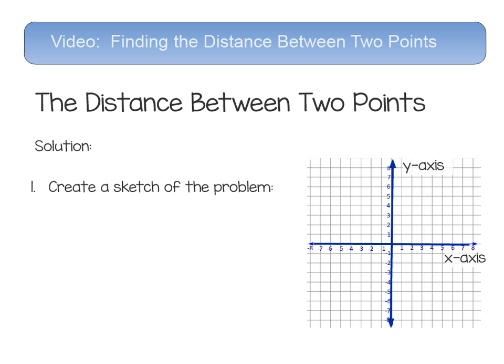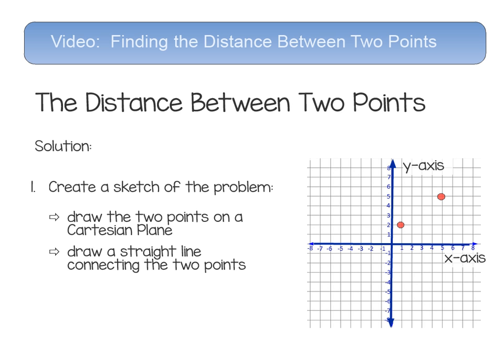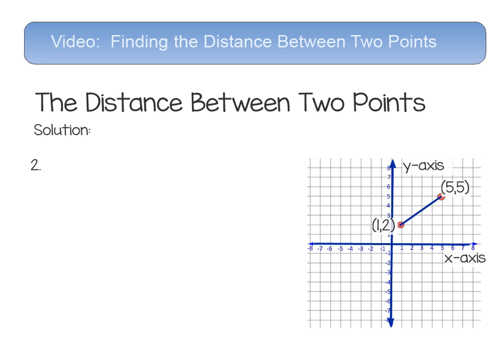Number 1. Create a sketch of the problem. Draw the 2 points on a Cartesian plane. Draw a straight line connecting the 2 points. Label each point. The analysis of the problem is in step 2.